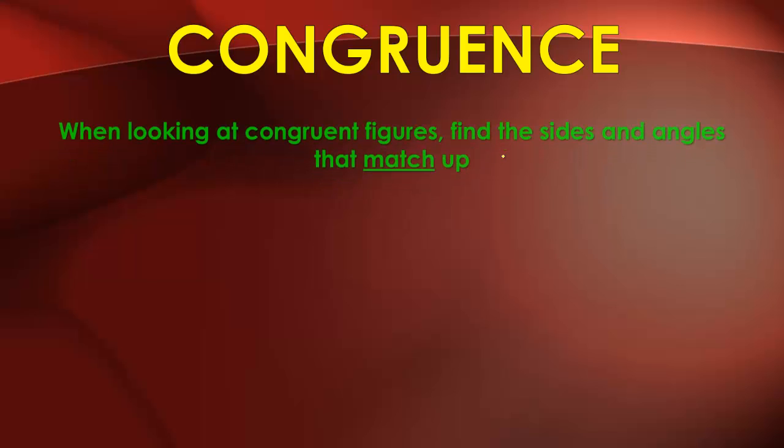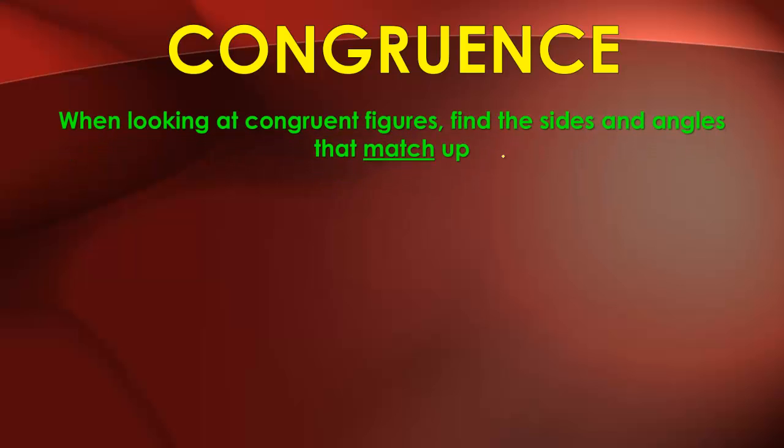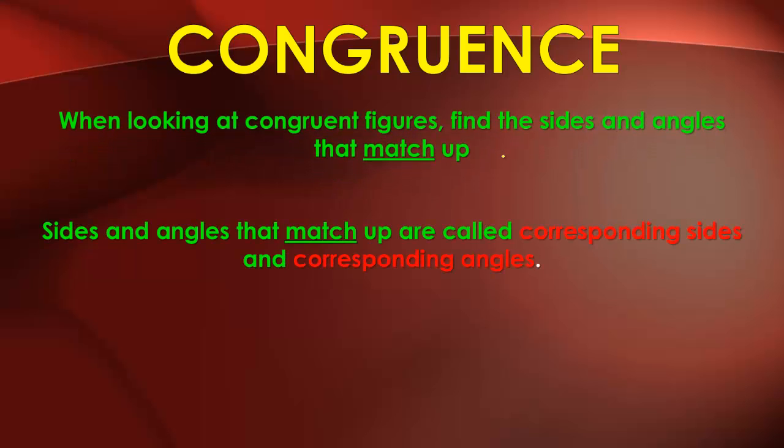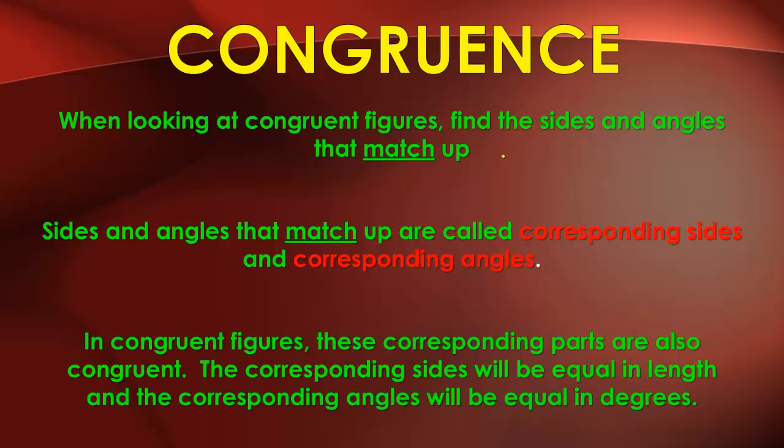All right, moving right along. When you look at congruent figures, you want to find the sides and angles that match up. Sides and angles that match up are called corresponding sides and corresponding angles. So in congruent figures, these corresponding parts are also going to be congruent.